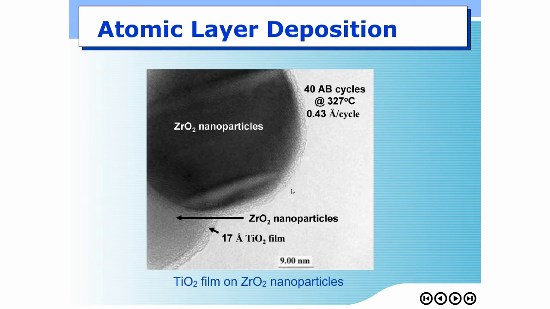One thing about this technique is that you will see from this picture that the coverage is quite uniform. So the thickness will be totally uniform all the way, everywhere in the system, and the substrate is not limited to flat plate. You can cover film on particles, spherical particles as well.